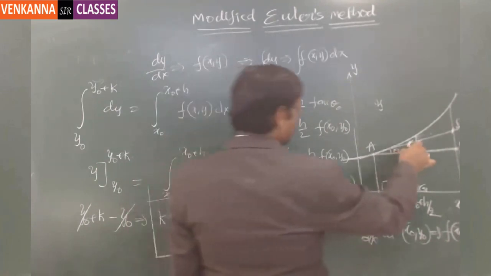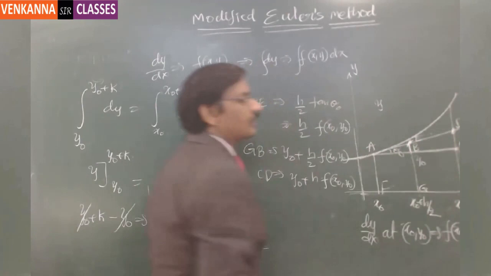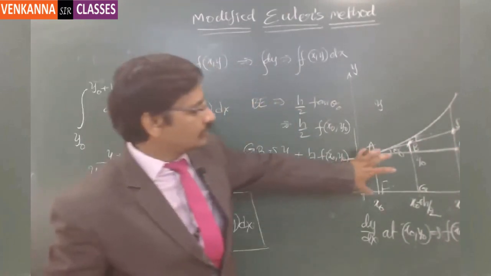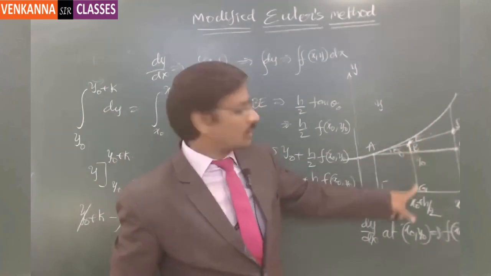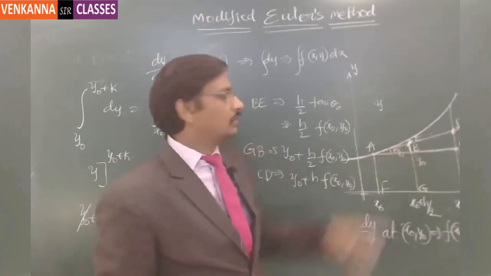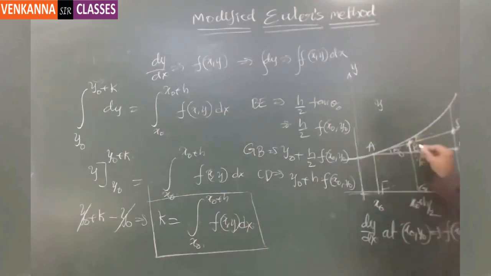Now you have calculated the height, this value and this value, which are better approximated values. So here it is x naught, y naught, and here it's not x naught plus h by 2 and y1. Rather than y1, we have calculated a value which is closer to y1, and even here also we have calculated a value which is closer to this value, but it's not y1 here. Got it?